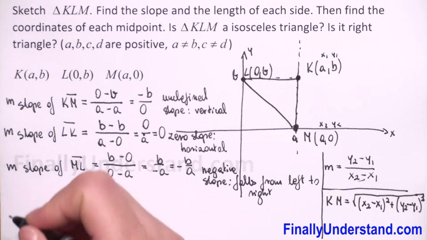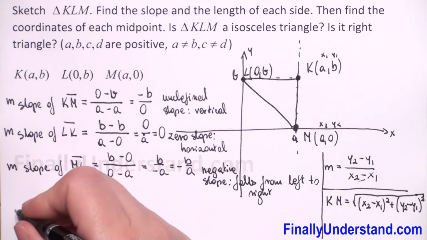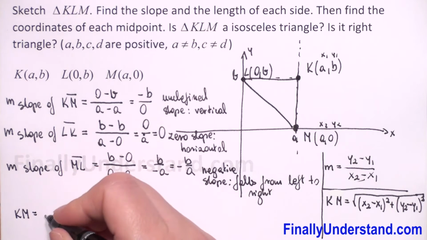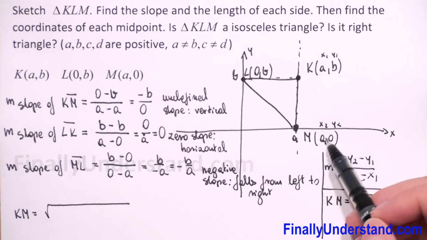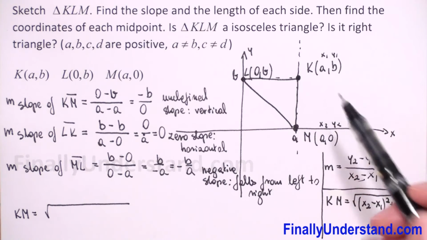So we have that KM is equal to the square root of, M is last, so we have to subtract from this point's coordinates those of the other point.